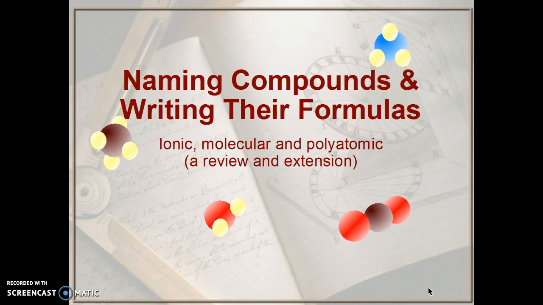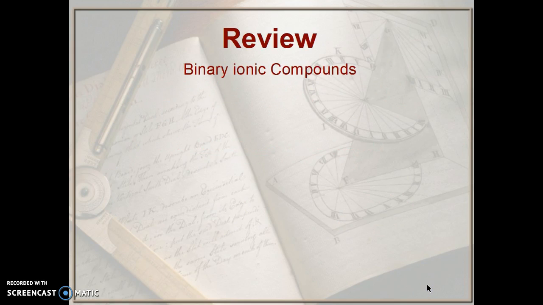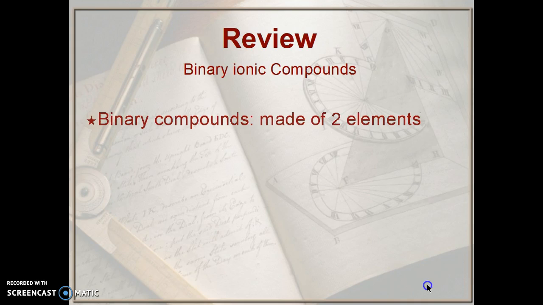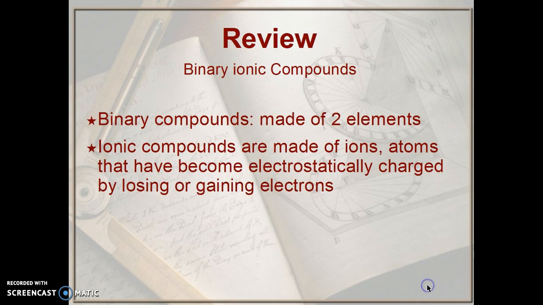Let's discuss naming chemical compounds and writing their formulas. And this will be a broad review of ionic, molecular, and polyatomic compounds. First, binary ionic compounds. They're made of two elements.